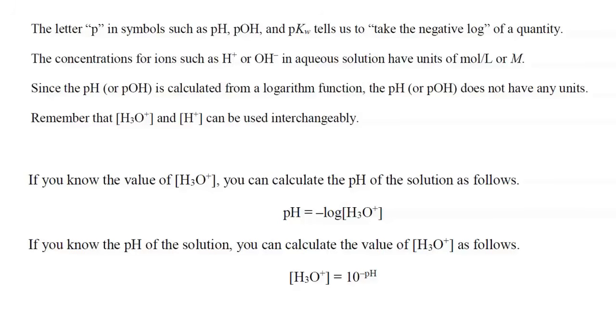The letter p in symbols such as pH, pOH, and pKw tells us to take the negative log of a quantity. The concentrations for ions such as H+ or OH- in aqueous solution have units of moles per liter, or molarity. Since the pH or pOH is calculated from a logarithm function, the pH or pOH does not have any units. Remember that hydronium, H3O+, and H+ can be used interchangeably.